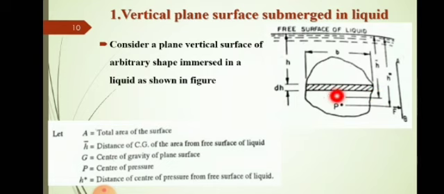Capital G is the center of gravity of the area. Capital P is the center of pressure. What is center of pressure? It is the point of application of the total pressure force. And H star is the distance of the center of pressure from the free liquid surface. What was H bar? H bar is the distance of the center of gravity from the free liquid surface, and H star is the distance of the center of pressure from the free liquid surface.